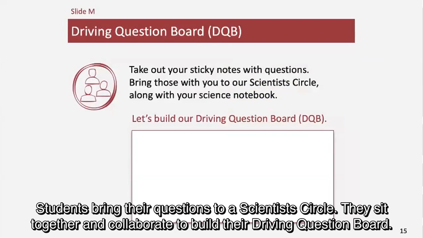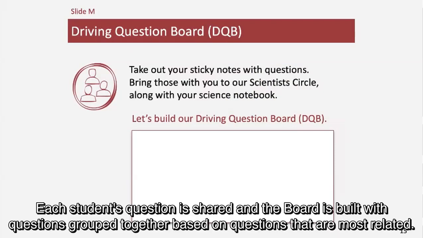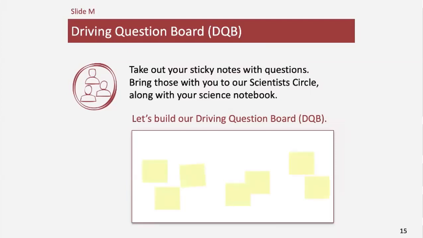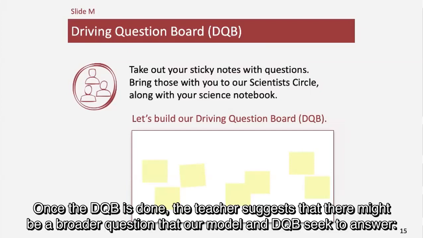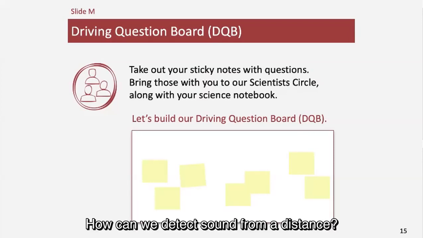Students bring their questions to a scientist circle. They sit together and collaborate to build their driving question board. Each student's question is shared, and the board is built with questions grouped together based on questions that are most related. Once the DQB is done, the teacher suggests that there might be a broader question that our model and DQB seek to answer. How can we detect sound from a distance?